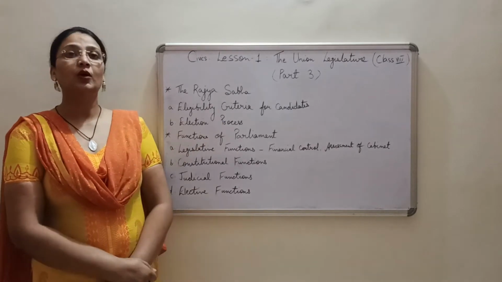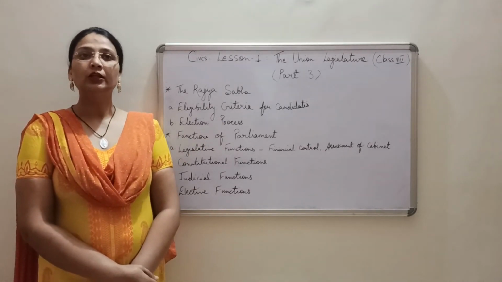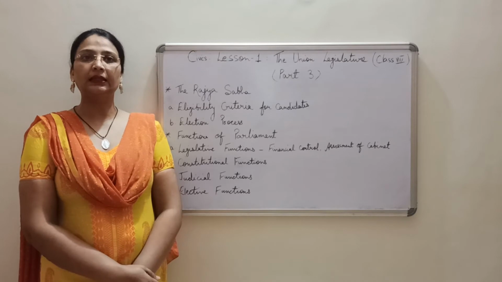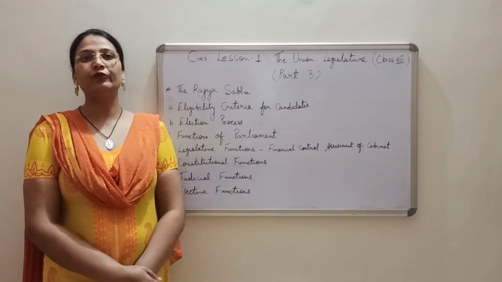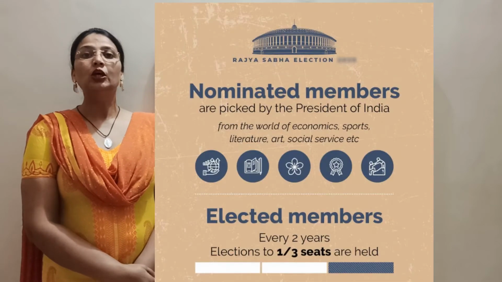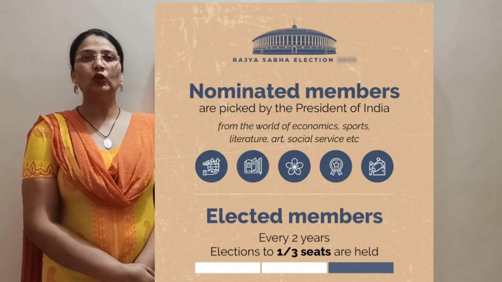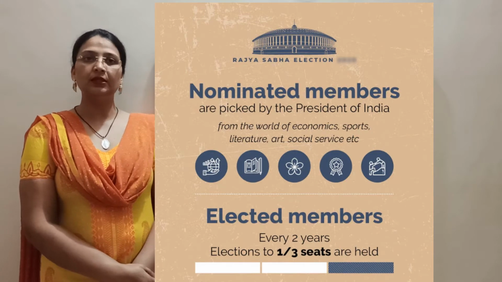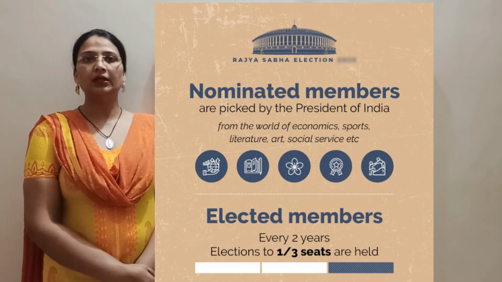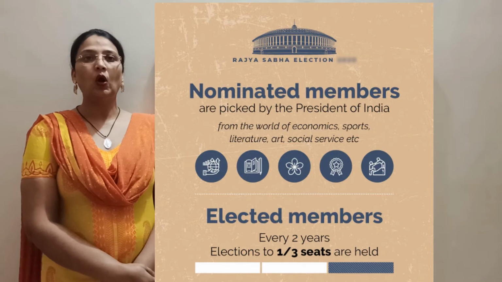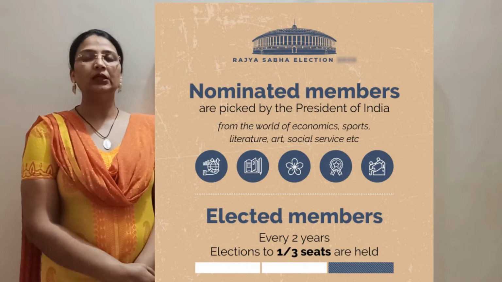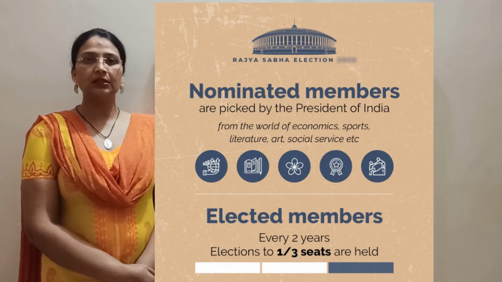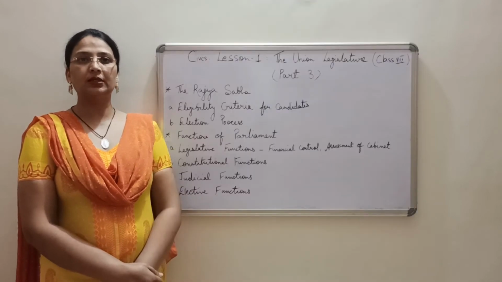Election process of Rajya Sabha. The Constitution provides that the Rajya Sabha shall consist of 250 members, of which 12 members shall be nominated by the President from among persons having special knowledge or practical experience in respect of such matters as literature, science, art and social service.